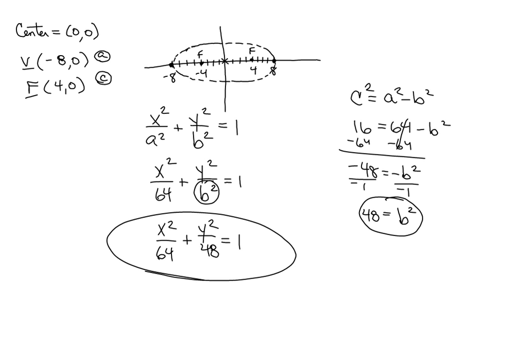Guys ready for one more? And then I'll show you the other type of problem we're going to see. Now, what if instead of the vertex and the focus, what if this time they give us the center, 0, 0, the focus, 4, 0, and a co-vertex, sorry, at 0, comma, negative 3.